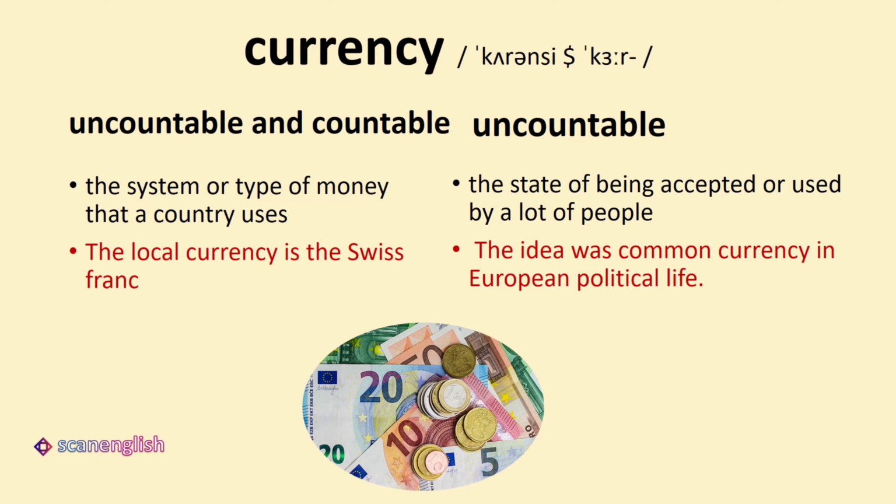Currency. Uncountable and countable. The system or type of money that a country uses. For example, the local currency is the Swiss franc. Uncountable: the state of being accepted or used by a lot of people. For example, the idea was common currency in European political life.